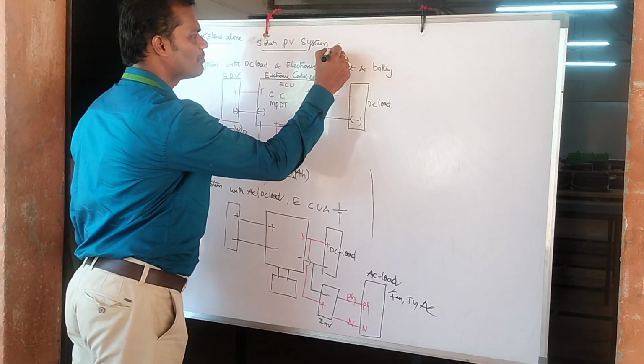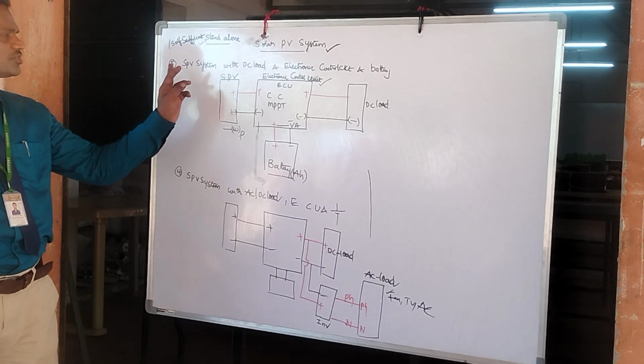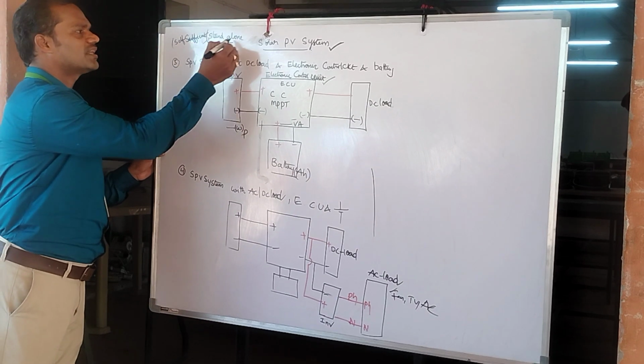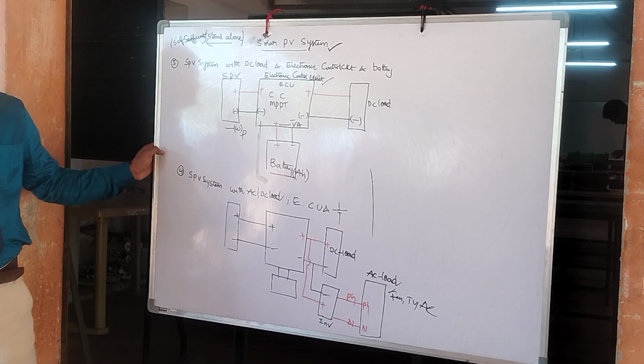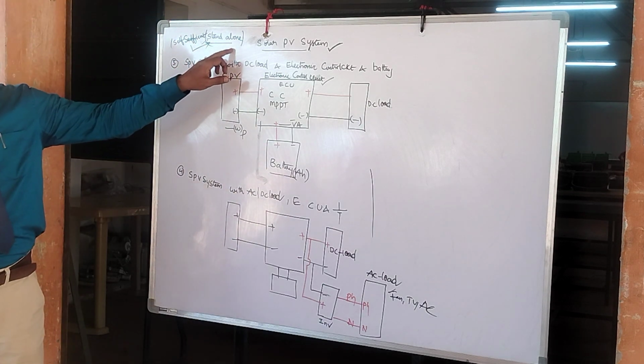Standalone solar PV system. Two classifications are already completed. Coming to the third classification, the name of this classification is standalone. I already explained the meaning of standalone: if any system is self-sufficient on its own, then it is called a standalone system.